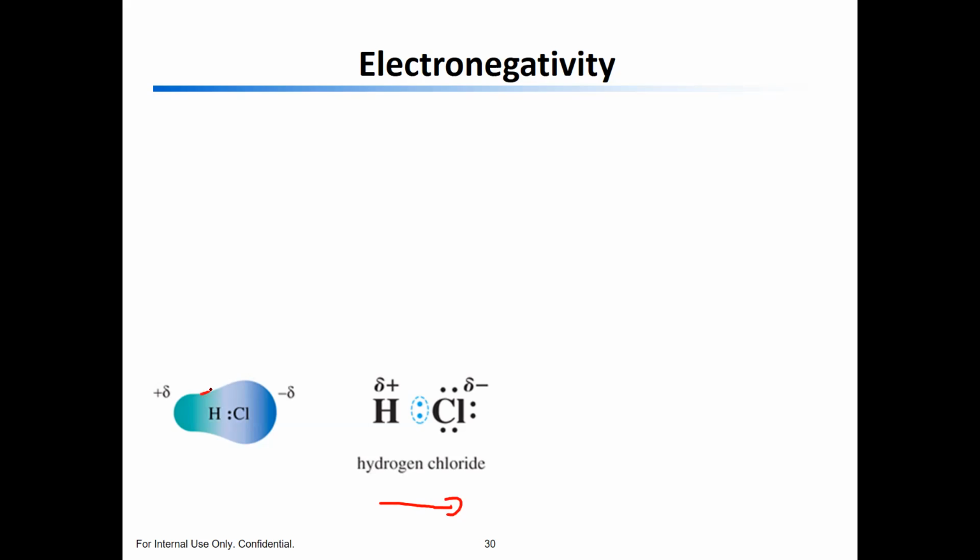So see this little bubble, little shape? What does that shape mean? Anyone remember? What does that shape, like if it's an s orbital or p orbital, what does the shape mean?